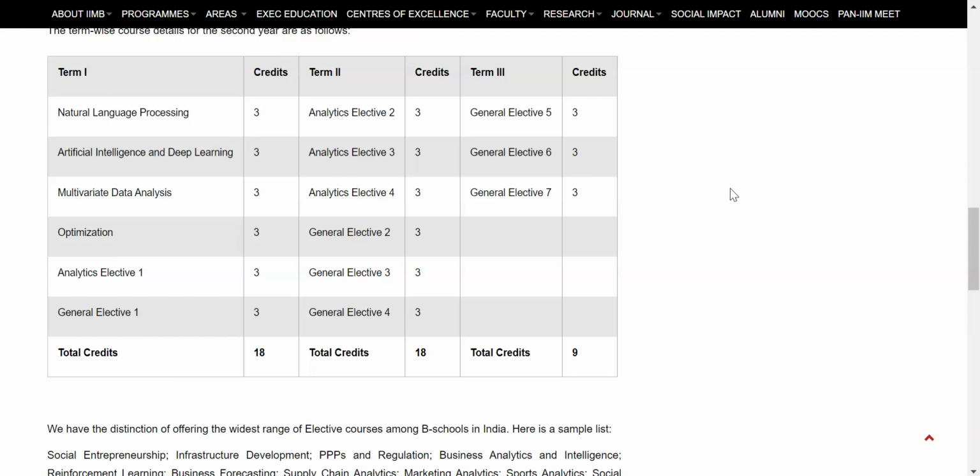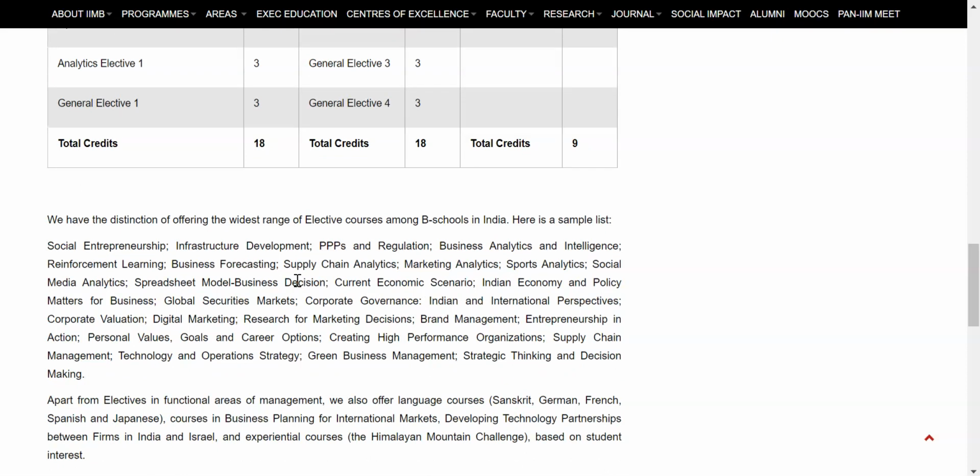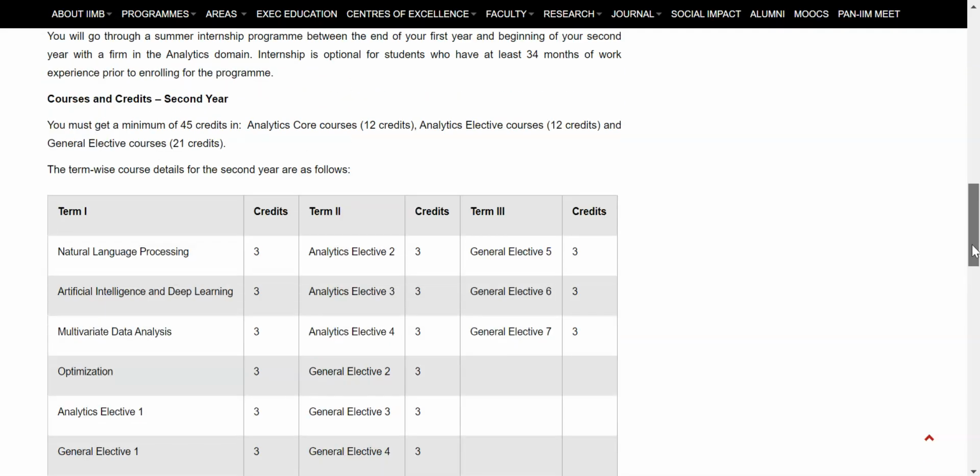You're getting my point. Now the change here is that they have general electives: 5, 6, 7 here, 2, 3, 4 here, and then 1 here. These are going to be the general electives, where they've given the information out here. You'll be looking at brand management or entrepreneurship, corporate valuations and all that, which depends on you, whichever you want to take. And natural language, artificial intelligence, these are again core subjects. They will have a good weightage in the second year.